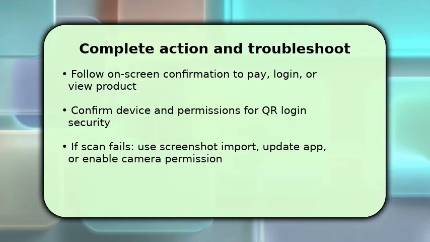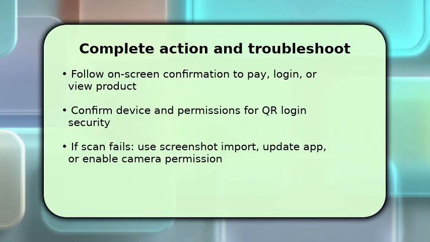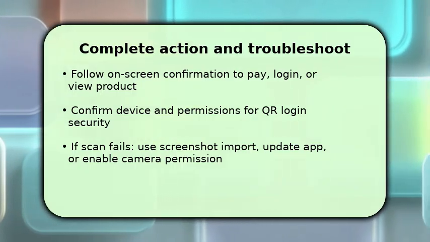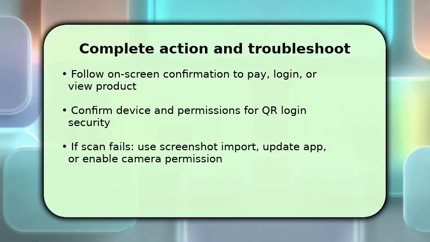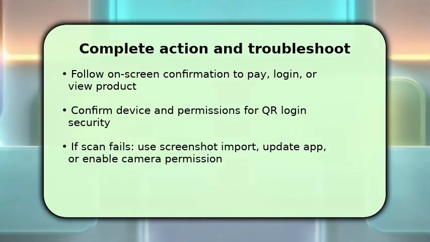If nothing happens, one key troubleshooting step is to use the scanner's select from album option to import a clear screenshot. Also update Taobao, reboot the phone, and re-enable camera permission. If issues persist, clear app cache and try again.